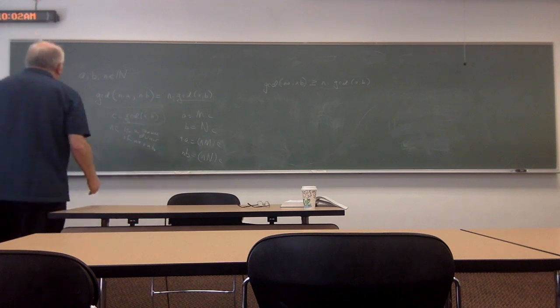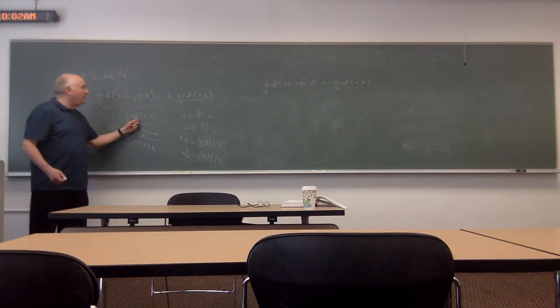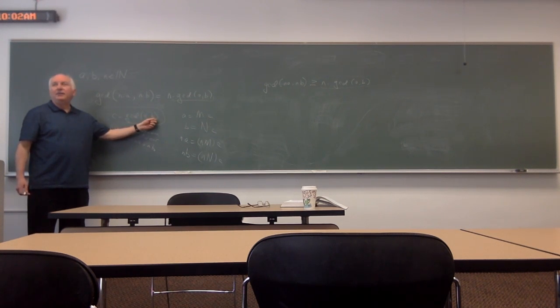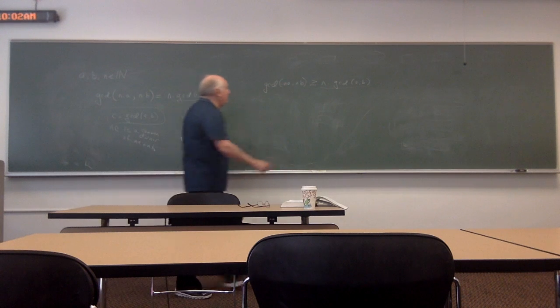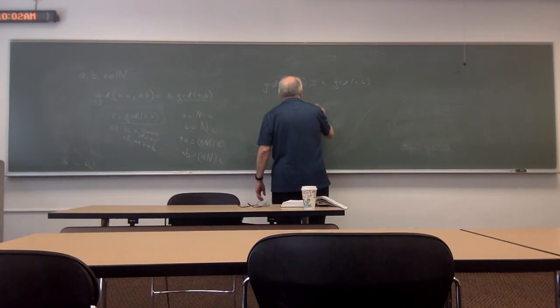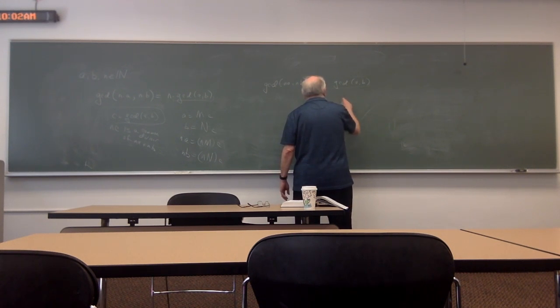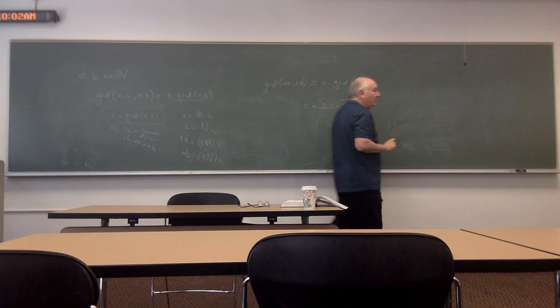Another fact about the greatest common divisor of A and B is it's the smallest thing that can be written as a multiple of A plus a multiple of B, right? So C can be written as, say, a multiple of A plus a multiple of B.